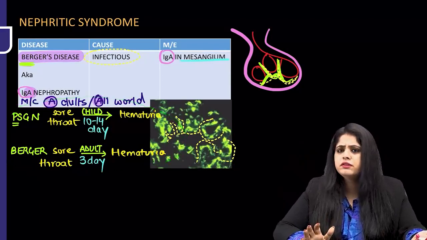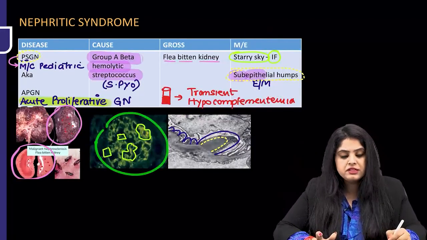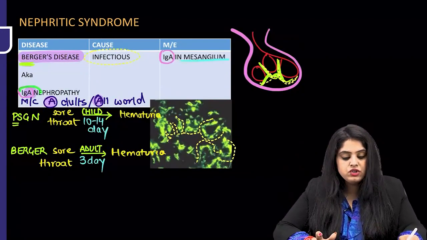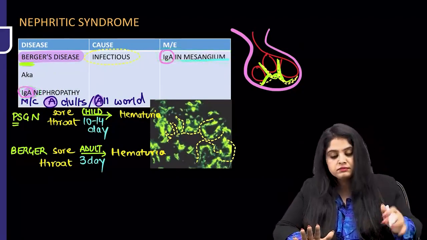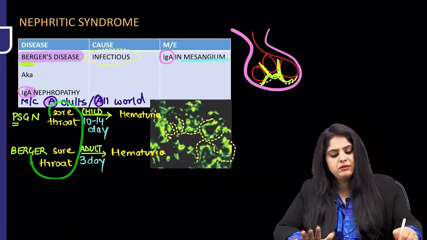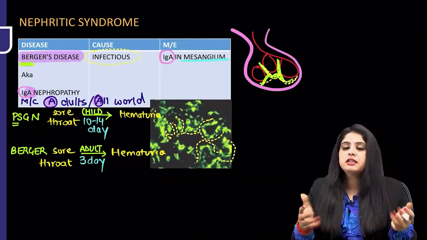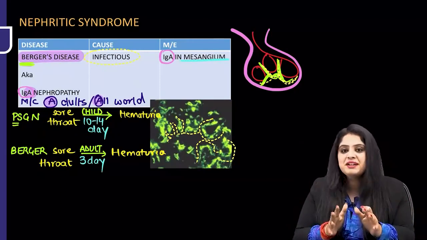And of course, you know the immunofluorescence very well. In PSGN, you shall see the very famous starry sky pattern with subepithelial humps. In Berger's, you're going to see IgA nephropathy, that is going to be in the mesangium. Sorted, everyone? They were infections. Bottom line, they were infections. You treated them, they were fine. Nothing to worry. But you treated them and they did not get fine, then it is a matter to worry.